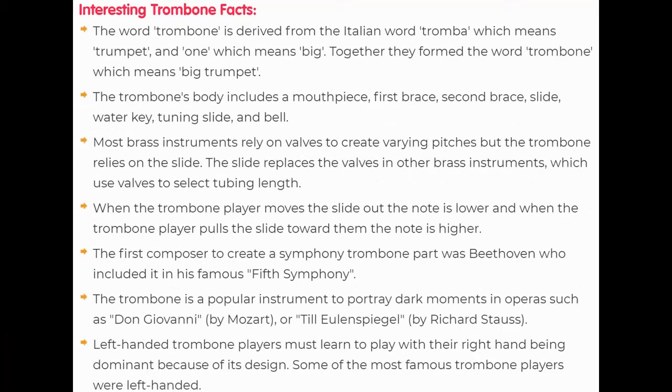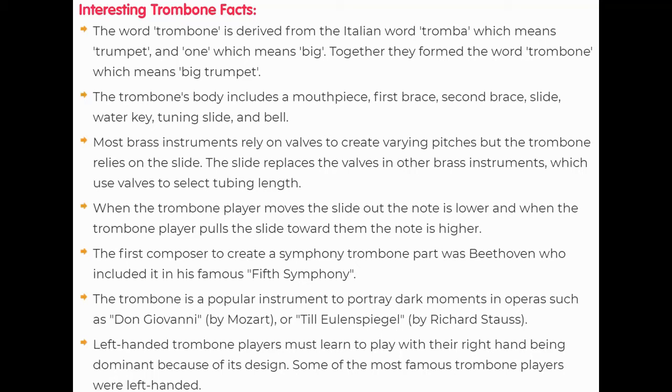Interesting trombone facts. The word trombone is derived from the Italian word tromba, which means trumpet, and one, which means big. Together, they form the word trombone, which means big trumpet. The trombone's body includes a mouthpiece, first brace, second brace, slide, water key, tuning slide, and bell.